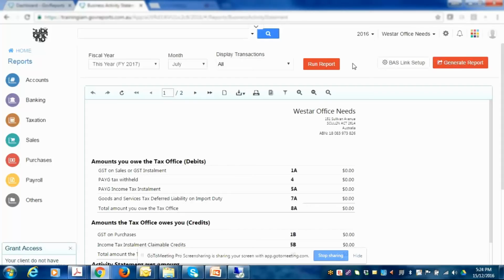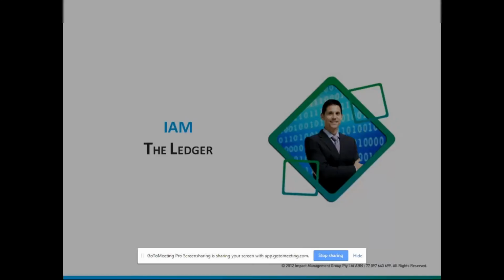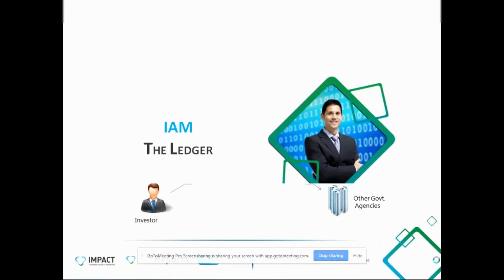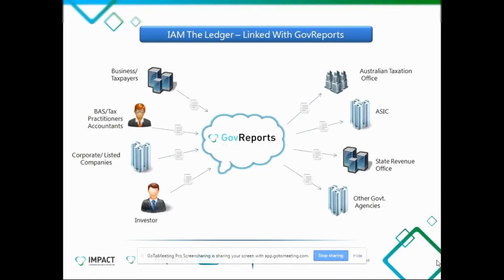If I call up this slide here, this is where it shows the activity. You've got a business, taxpayer, BAS, tax agent, and even corporate listed companies, and investors can use the system. So the data will come from various ends, goes into Gov Reports tax, and you can lodge it to the appropriate body of the government.